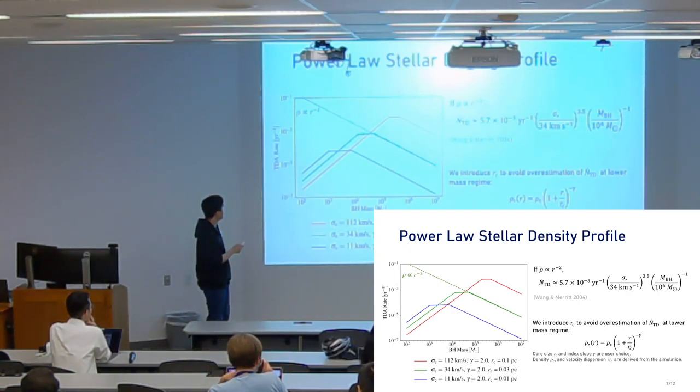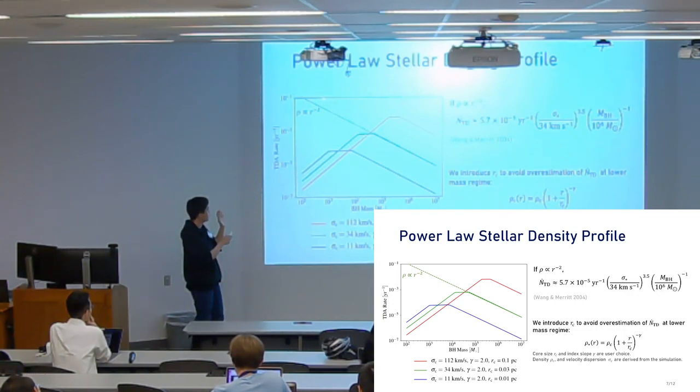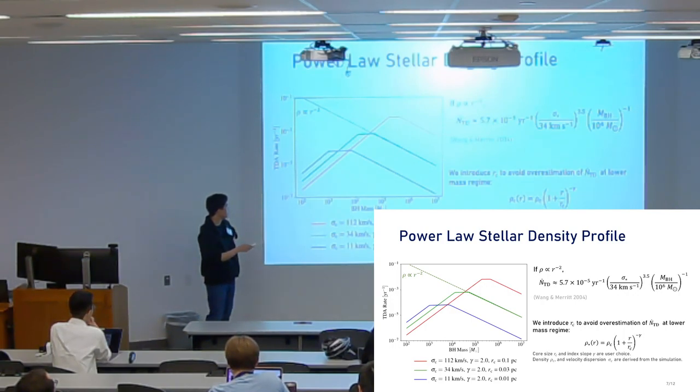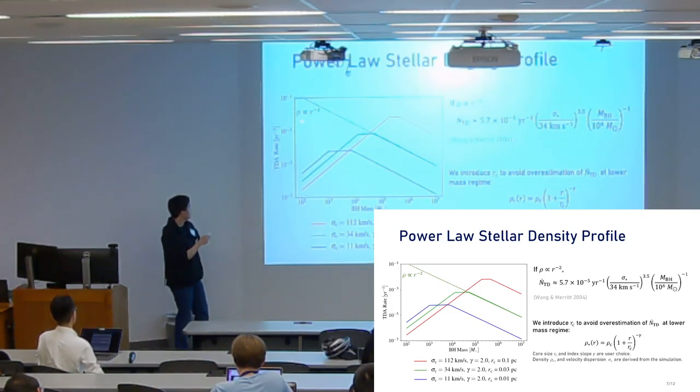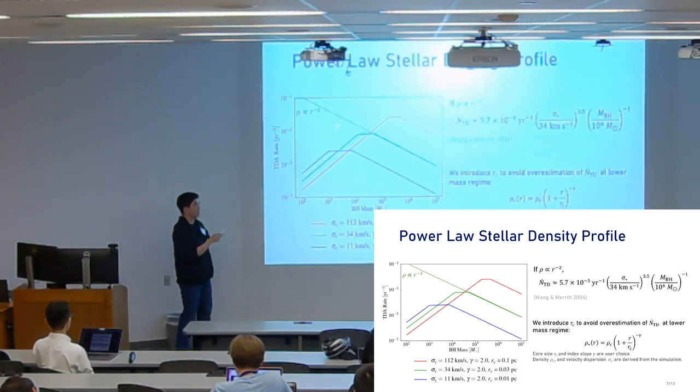So this dashed line shows the rate. This green dashed line depicts the evolution of the tidal disruption rate relative to the mass of the black hole, with velocity dispersion 34 kilometers per second. As you can see, as the black hole mass decreases, the rate of tidal disruption increases. But as you can see in this plot, it increases infinitely.